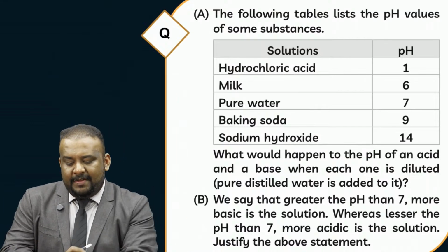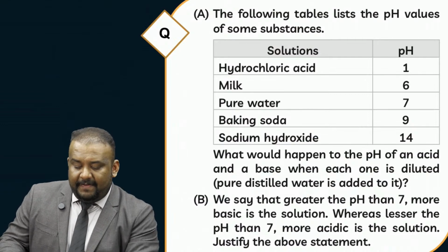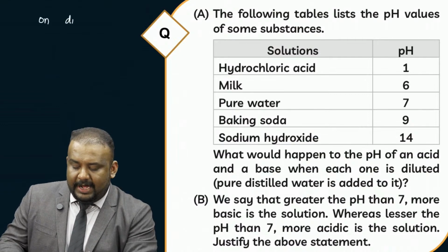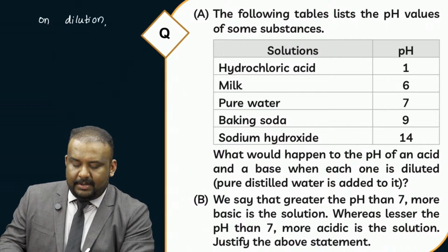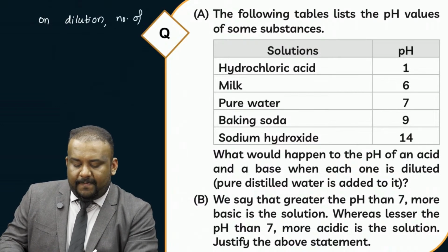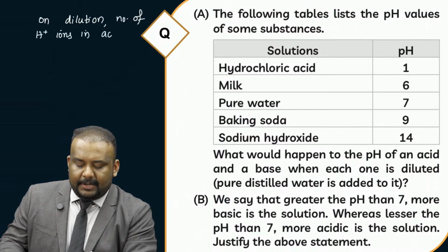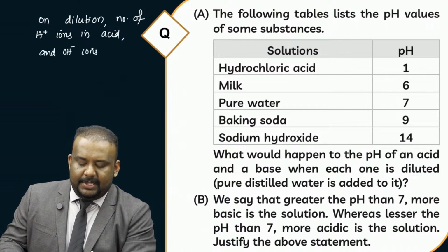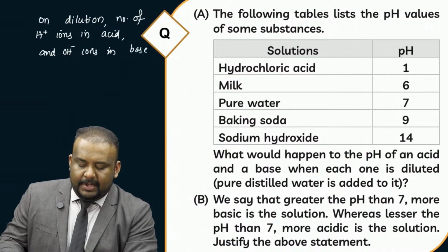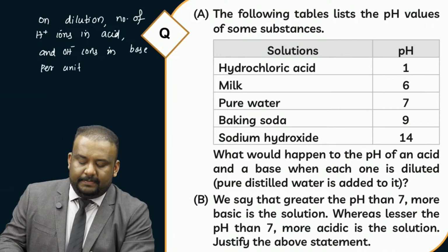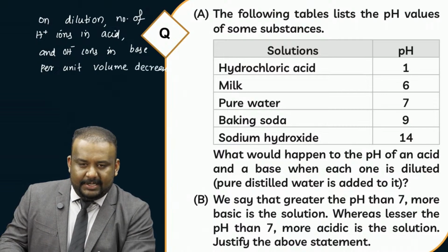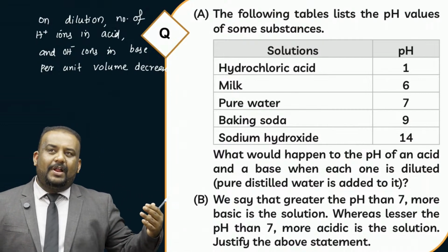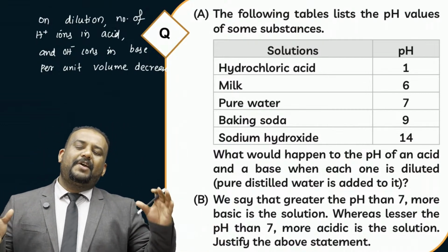What is the reason? You have studied that. There is a very, very important statement in the textbook. On dilution, the number of H plus ions in acid and OH minus ions in base per unit volume decreases, right? When you are diluting, you are adding more water. So what will happen is the number of ions per unit volume.